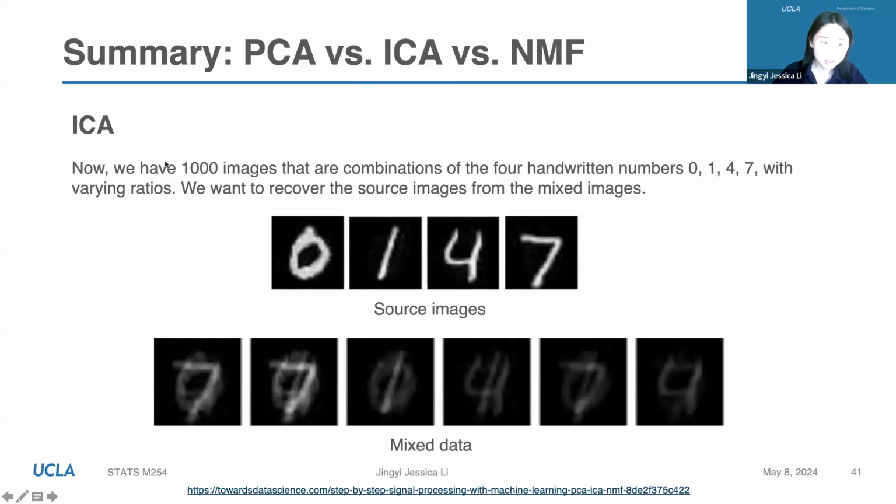Now, ICA. Now we have 1,000 images that are combinations of four handwritten numbers. So it's a different setting, but still about handwritten images: 0, 1, 4, 7 with varying ratios. So this is the mixed data, just like the one we have seen before. We're mixing the images. We want to recover the source images from the mixed images. Maybe you can see these two have a bit more of 7. This one is like 1 and 4. This one is 0 and 1. So you have different proportions of mixes. You want to recover that.